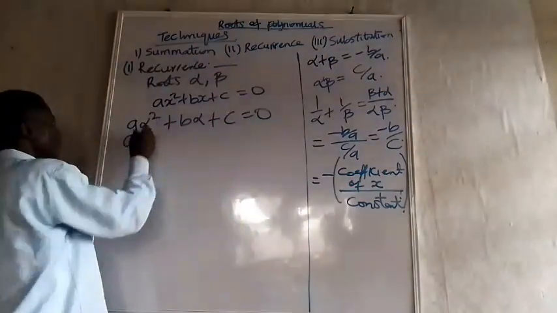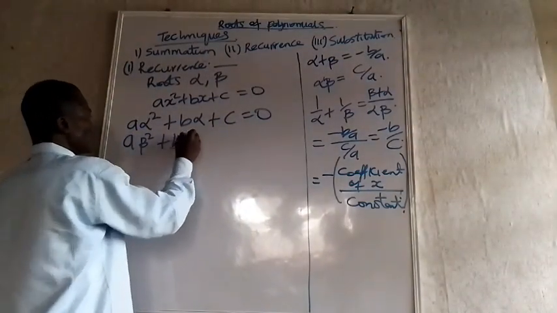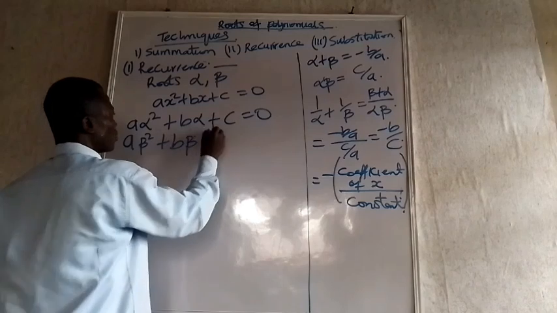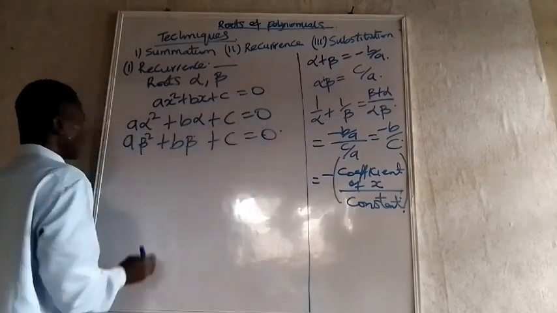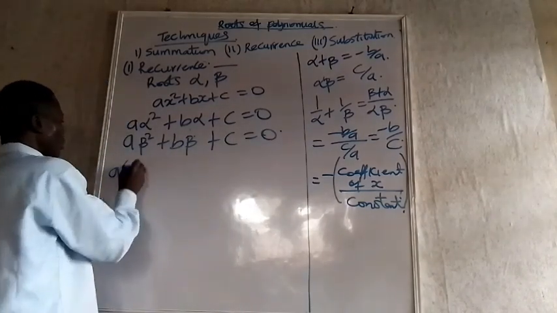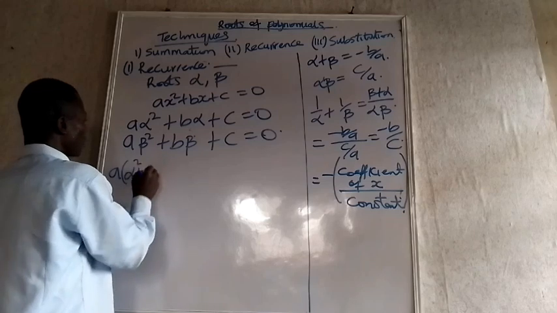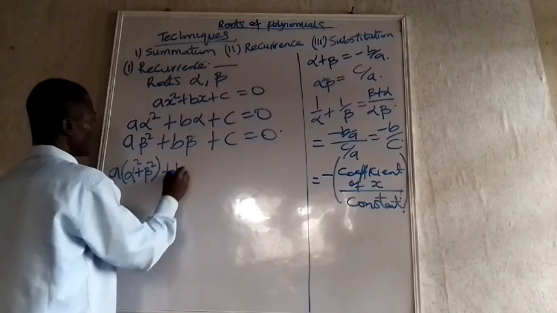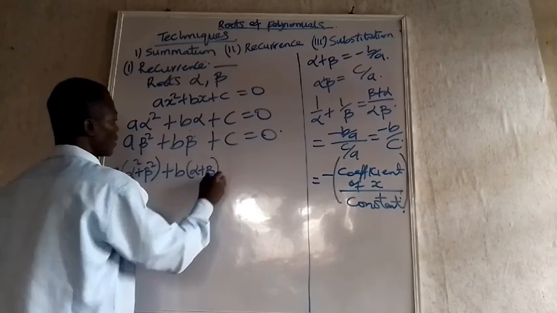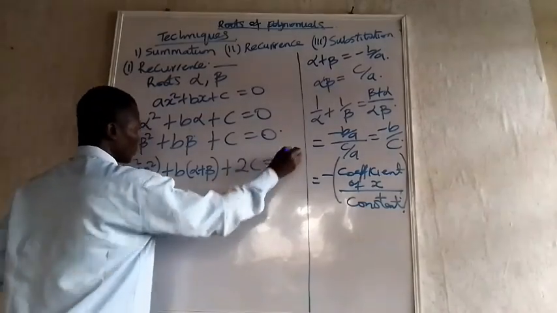Likewise, a beta squared plus b beta plus c equals 0. At the end of the day, I'm going to have a into alpha squared plus beta squared, plus b into alpha plus beta, plus 2c equals 0.